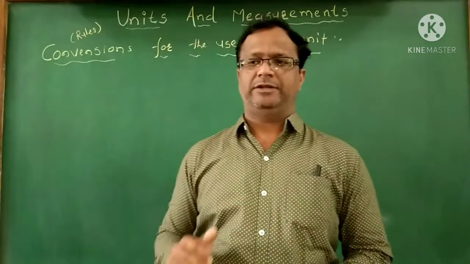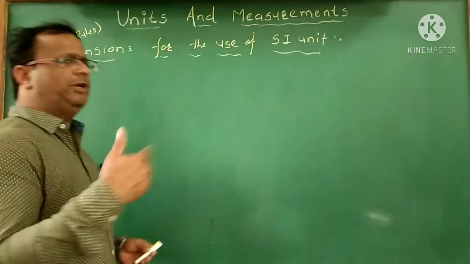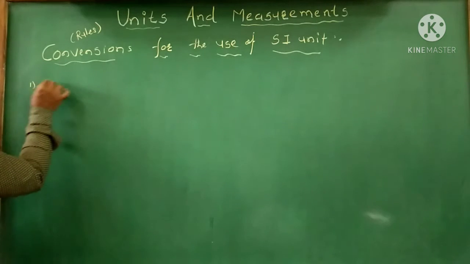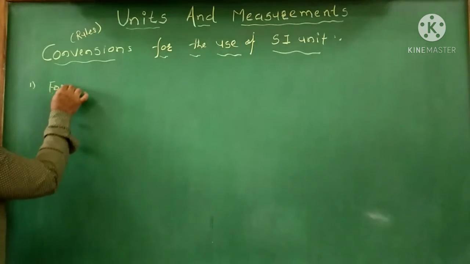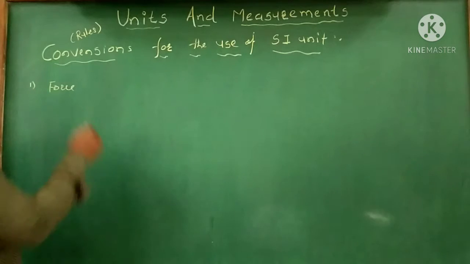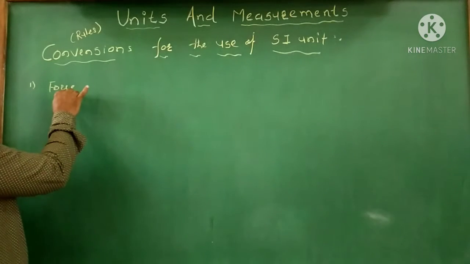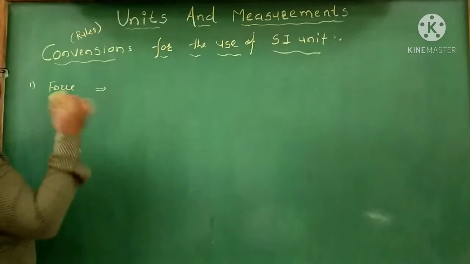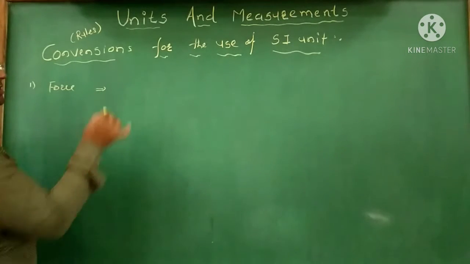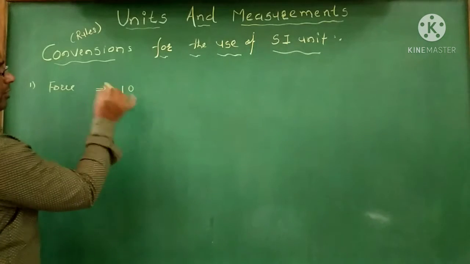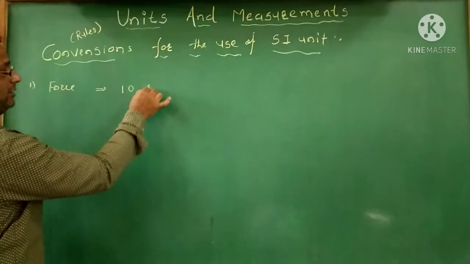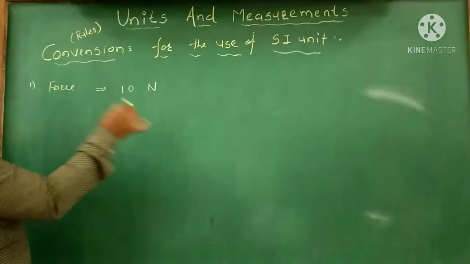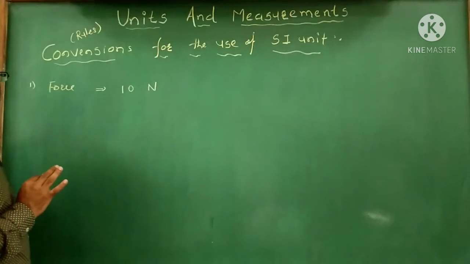It means that if we want to write down the unit of any physical quantity, for example force, then we want to use the symbol. Suppose we want to write down 10 newtons of force, then we write the magnitude and the symbol of the unit. Here the symbol of the newton is simply capital N.